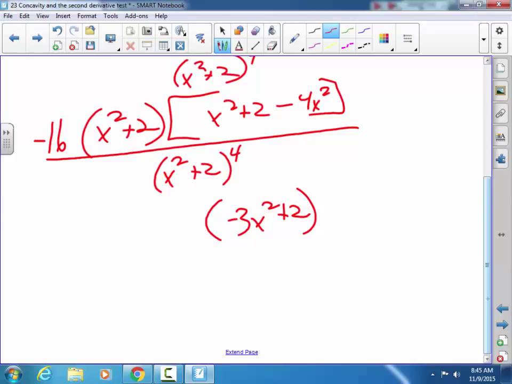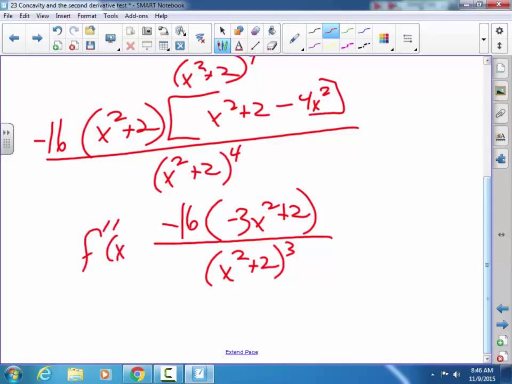What about this x squared plus 2 and this x squared plus 2 to the 4th in the denominator? Yep. Let's just make it to the 3rd in the denominator, okay? x squared plus 2 cubed. So this is what our second derivative looks like. I think that's as simple as we can get it.